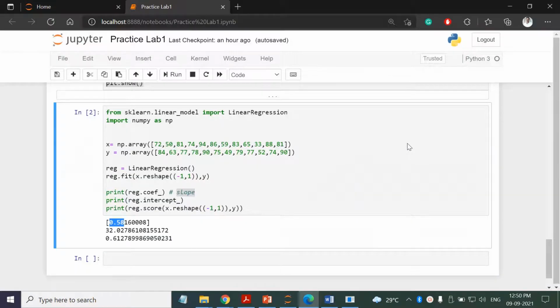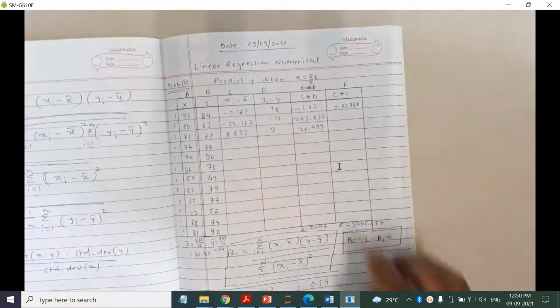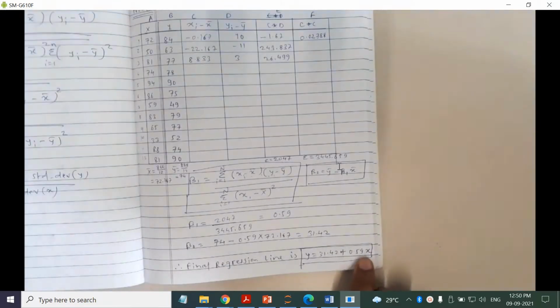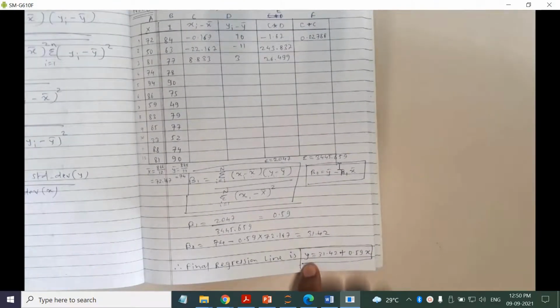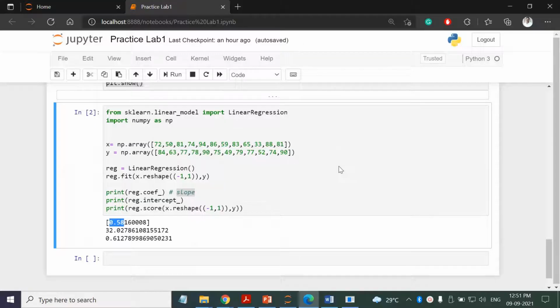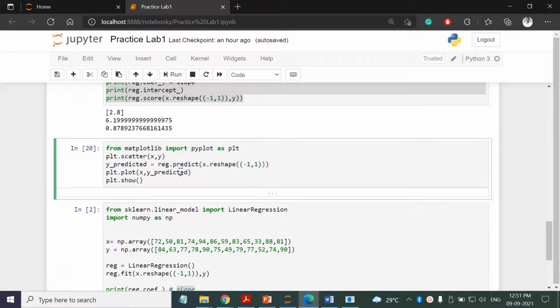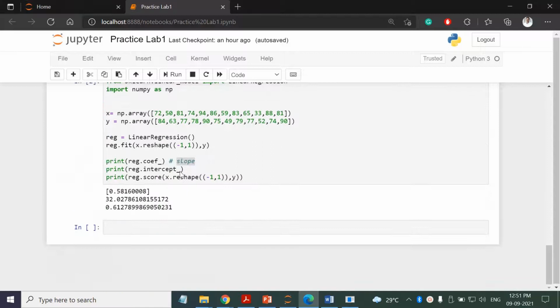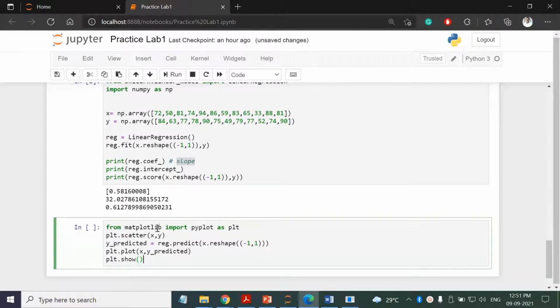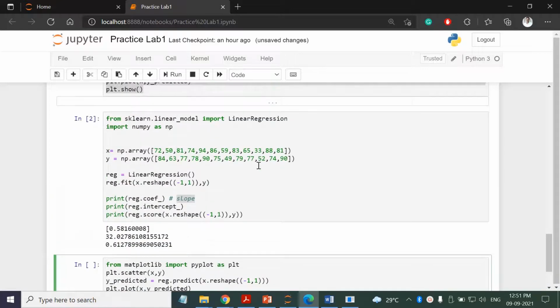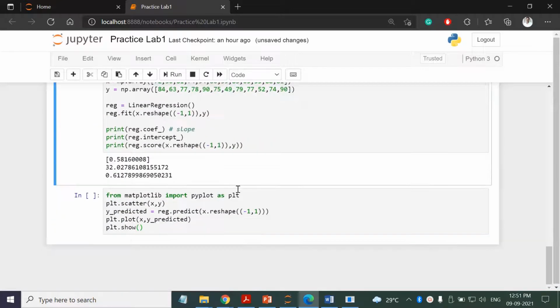That's fine. Now we have to predict the value when x equals 86. Put the value of x as 86 here and get the value of y. You can do that calculation. Now I can show you this line. For that I will be using matplotlib. We have x, y, and all the variables are the same. I will run this first and then this.